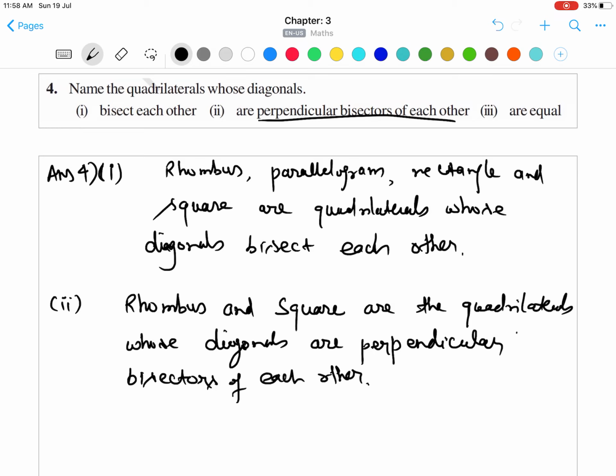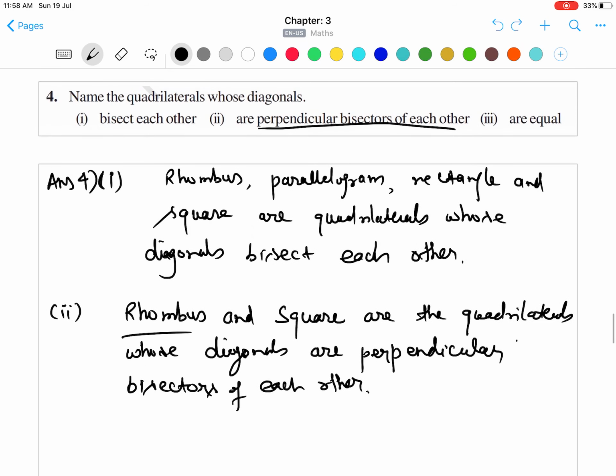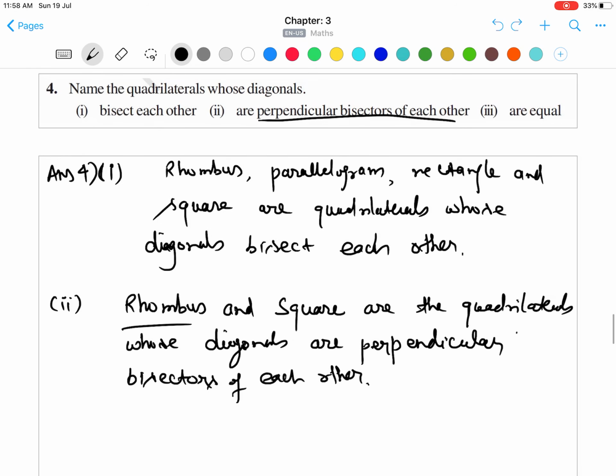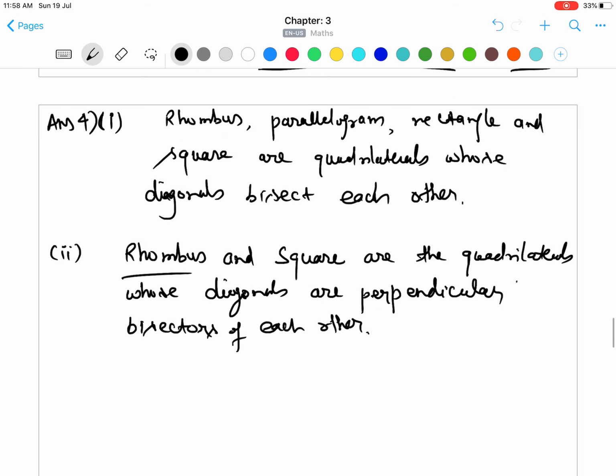Okay, so we have two cases. One is a rhombus and a square. In both, the diagonals are perpendicular bisector of each other. Next one is name a quadrilateral whose diagonals are equal. So can you name them? We have again two cases. One is a square and the rectangle in which the diagonals are equal.